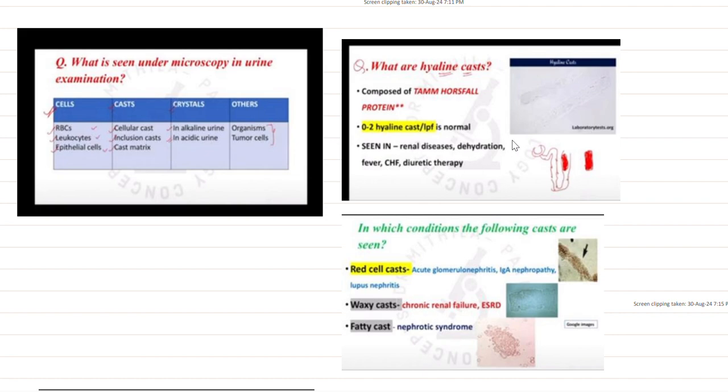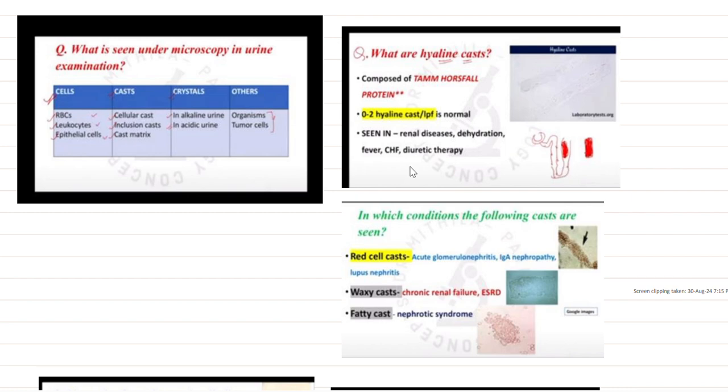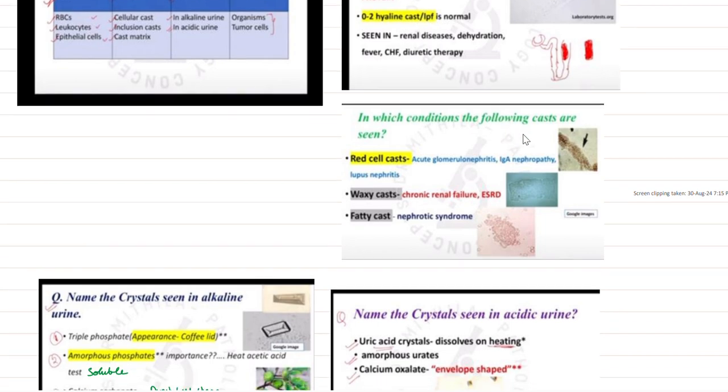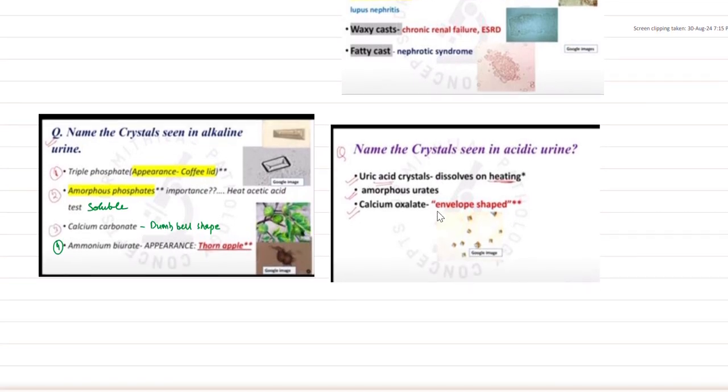Now, what are hyaline casts? The hyaline casts are composed of Tamm-Horsfall protein. 0 to 2 hyaline casts per low power field is normal; they are seen in renal disease, dehydration, fever, congestive heart failure, or diuretic therapy. In which condition are the following casts seen? The red cell casts are seen in acute glomerulonephritis, IgA nephropathy, lupus nephritis, waxy casts in chronic renal failure, ESRD, and fatty casts in nephrotic syndrome.